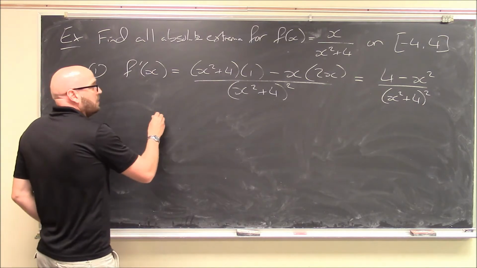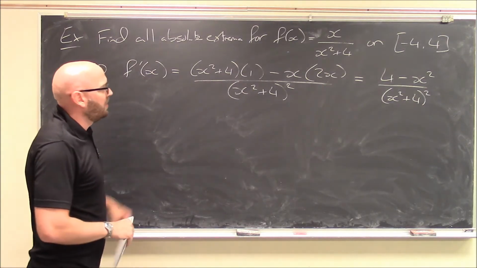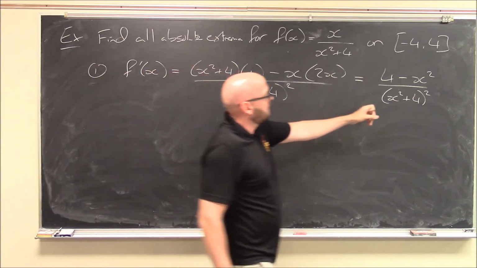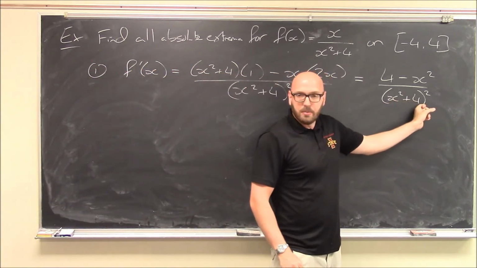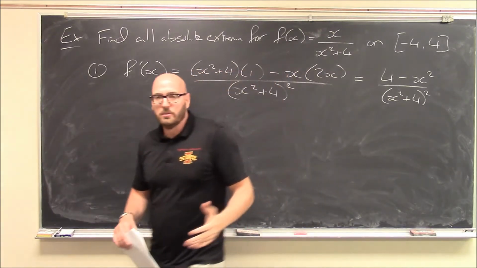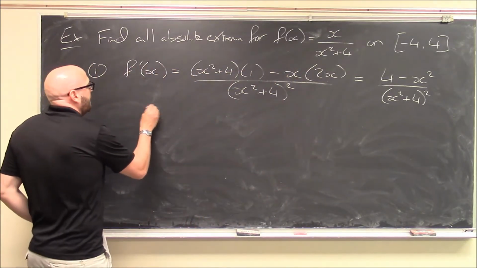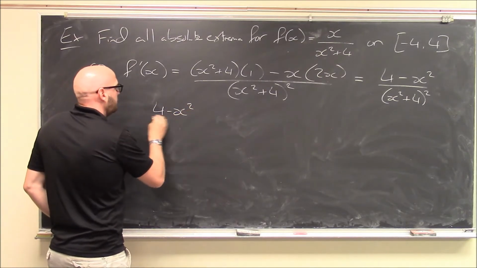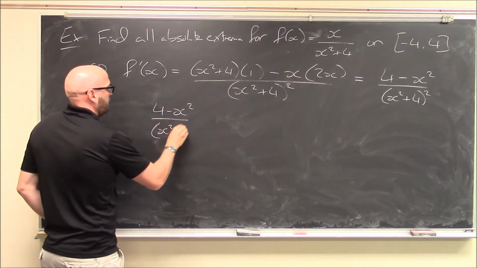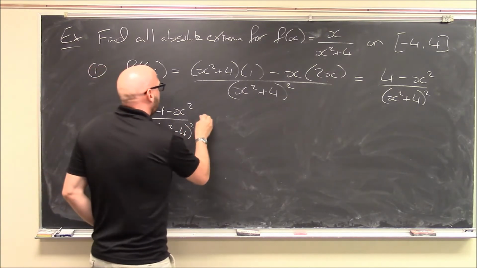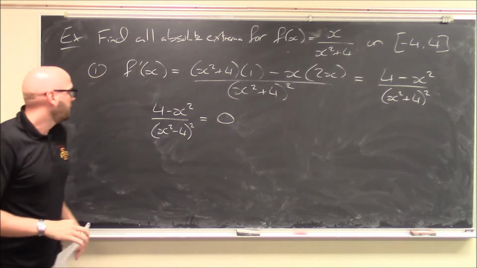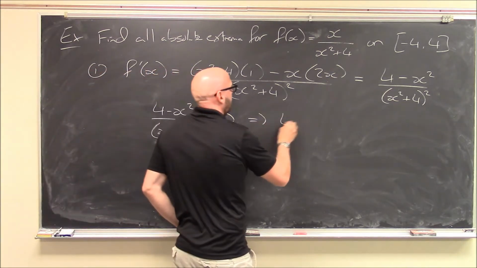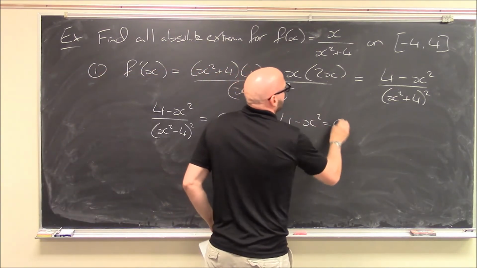Alright, so we want to know, when is this equal to 0? Also, when is it undefined, right? Critical numbers are potentially it's undefined, but the only way we can be undefined is if we divide by 0. X squared plus 4 is never equal to 0. So, let's see. We'll take our derivative and we'll set it equal to 0. Divide both sides by the denominator to just get 4 minus x squared equals 0.